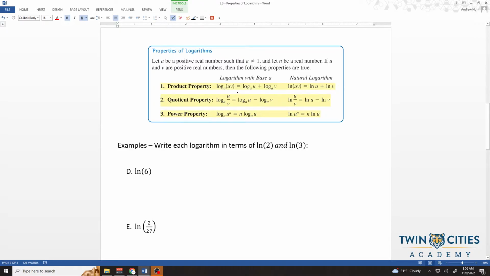And if I can do that with multiplication, I can certainly do that with division. So let's say the quotient property says I've got log base a of u over v, u divided by v.